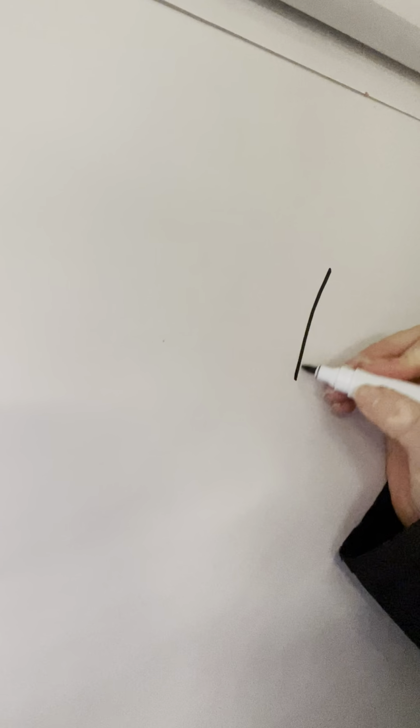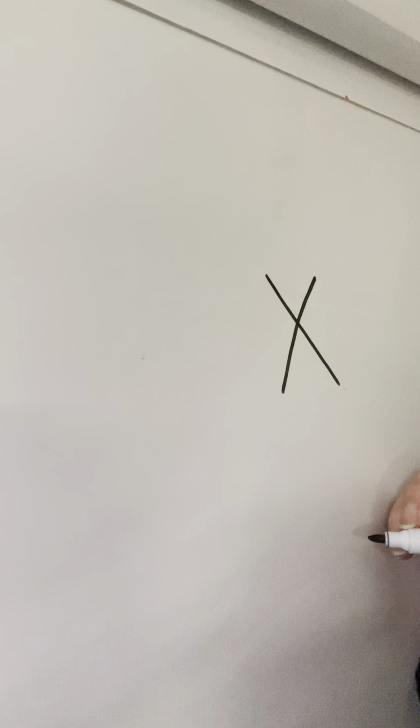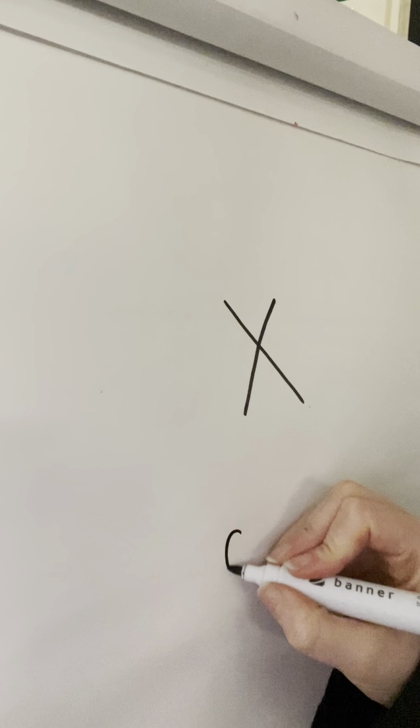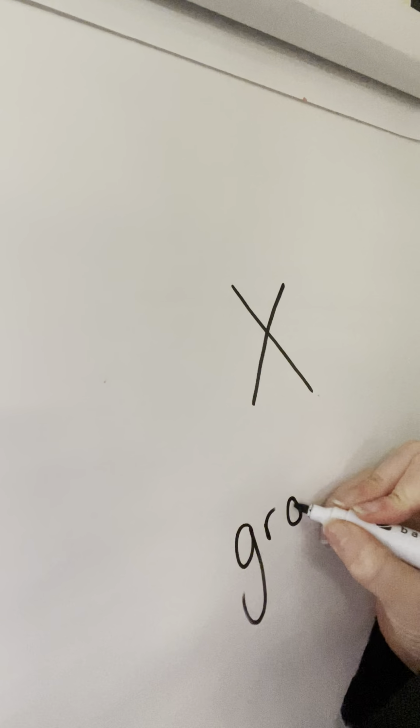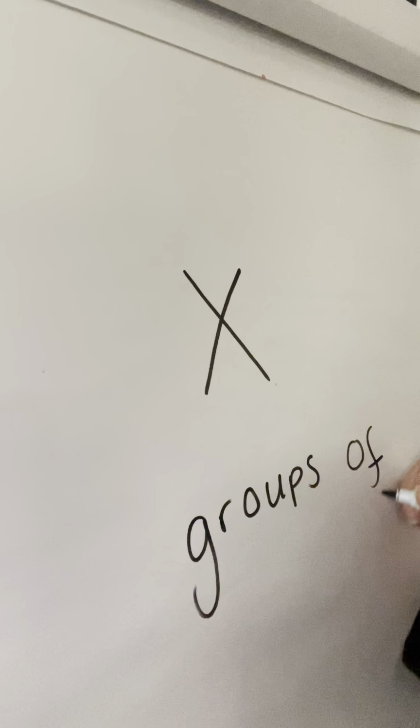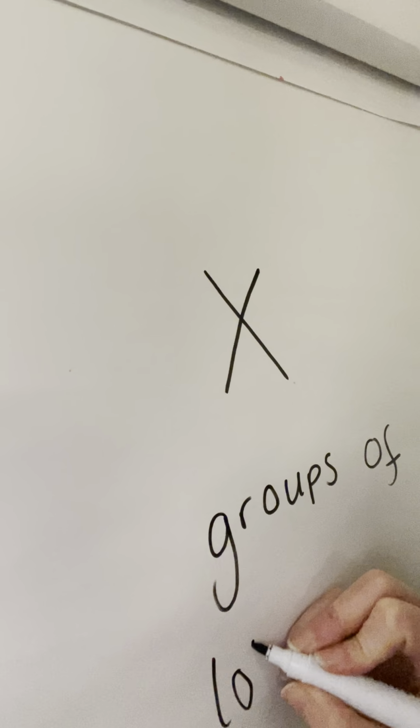Write it down. So we're looking at times, which is like lots of and groups of. So we need to look at this symbol here. So I'll write it on here for you. That symbol there represents groups of, or you could have it as lots of, couldn't you?